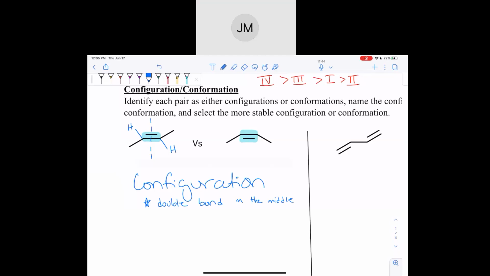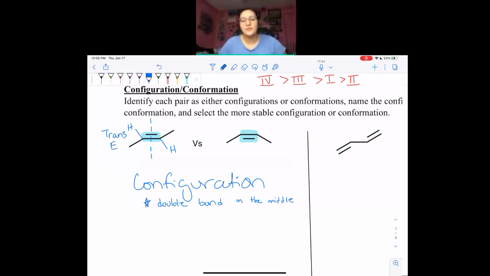Trans E, or E. Awesome. And someone made a really good point, and I ignored it for a second, but I'm going to give you the credit you deserve. For this one, they are pointing on the same side, and as someone in the chat said, Z stands for Z same side. So, that's how I like to think about it.